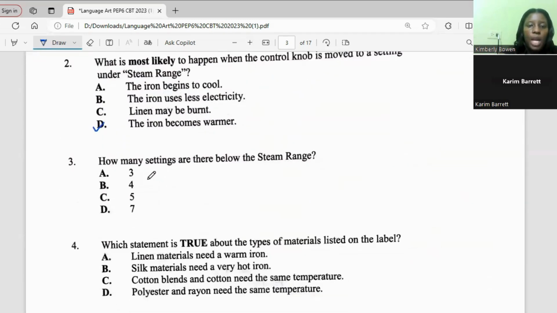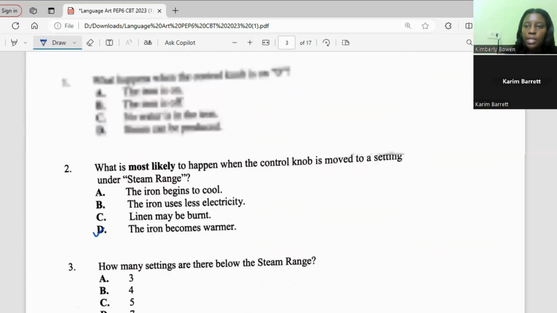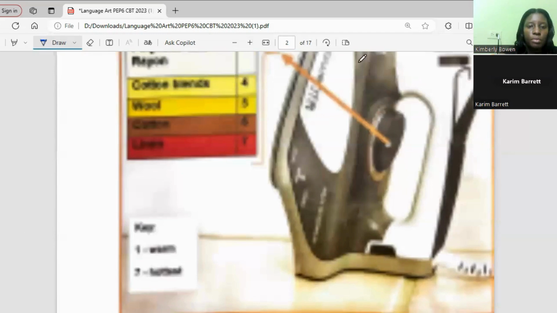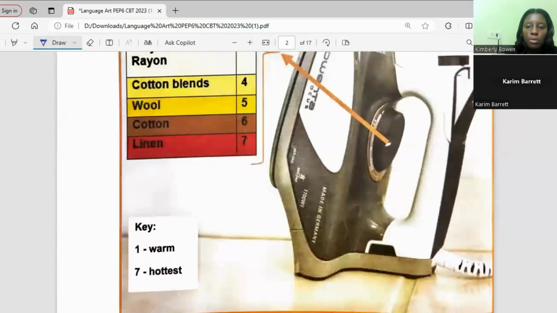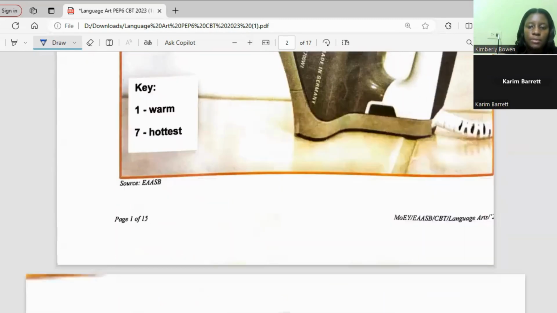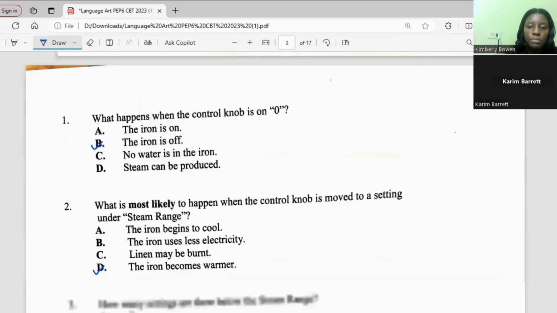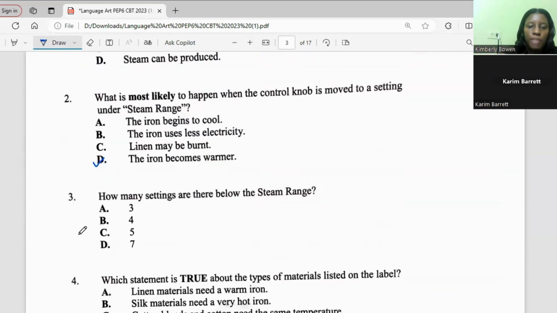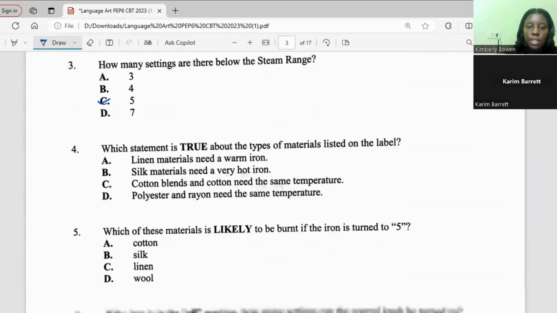Move on to number 3. How many settings are there below the steam range? Let's count them. 1, 2, 3, 4, 5. So 5 is the answer. 5 is correct.